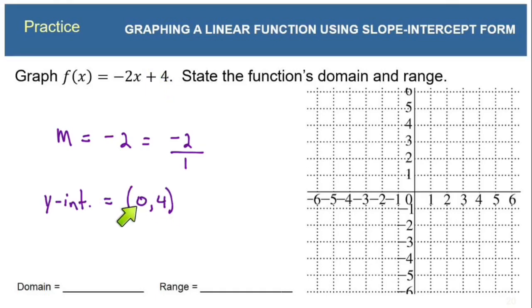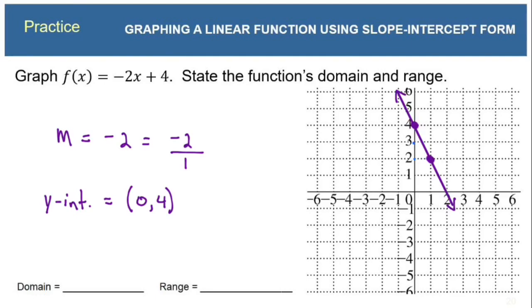Okay, so now let's plot our y-intercept. That will be at 4 on the y-axis, so 0, 4. And then the slope is rise over run. So we will rise -2. In other words, from here go down 2 and then run 1. So +1, so that'll put us right here. And we connect those 2 dots with a straight line.